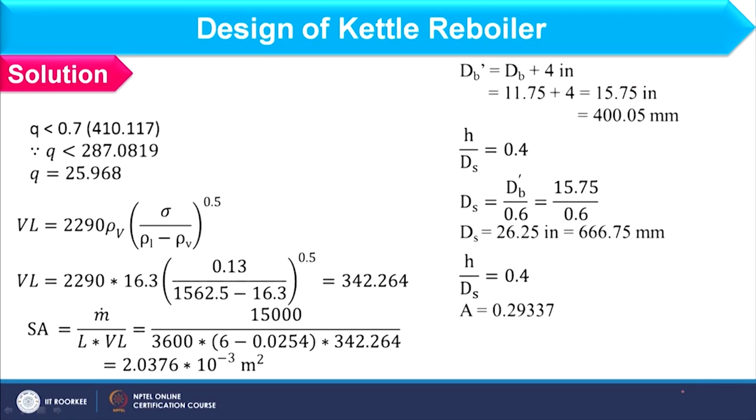And what is the criterion for critical heat flux? That the system heat flux should be less than 70% of the critical heat flux. Okay. So, we should find the critical heat flux limit, and that should be 0.7 into 410.117, so 287.0819, and the system flux is this, which is 25.968 kilowatt per meter square. So, you see the condition is satisfied here. Okay. And the next step is to find the shell diameter of the kettle reboiler, because here I am using a special kind of shell. Okay.